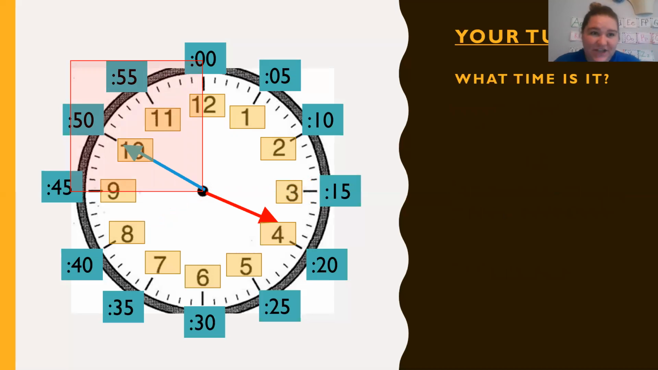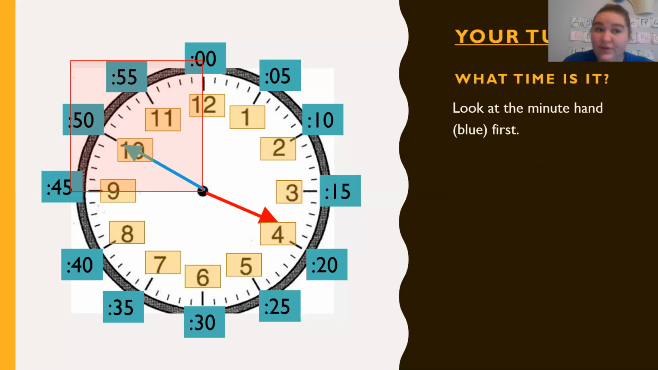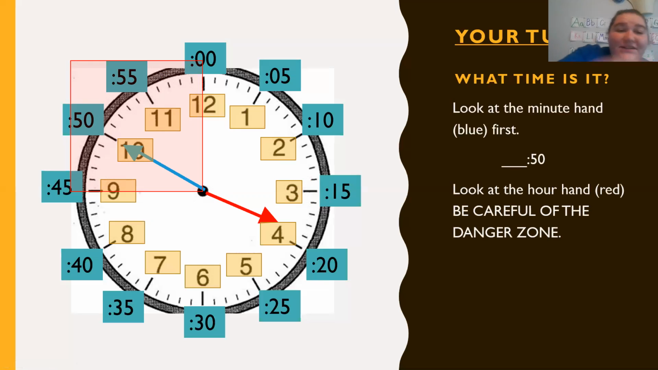Last one. This one's the challenge. You can do it, guys. I believe in you. Look at the minute hand, or the blue one, first. Do you notice something that's different than the other ones? Well, where's it at? It's at the 50, right? Our 50 is inside of the danger zone. Guys, we're inside the danger zone.